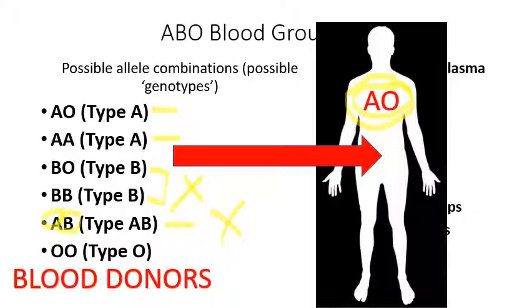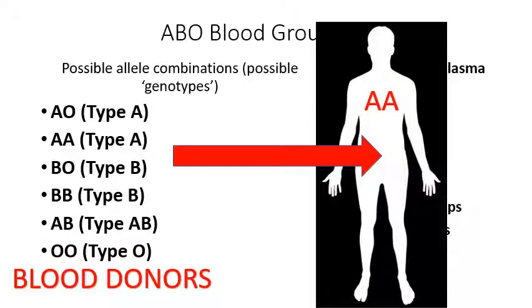What if we transplant blood type O? Blood type O will not be rejected. It will be accepted because it has neither A nor B proteins on the surface. So there's nothing for the patient's immune system to get upset about.